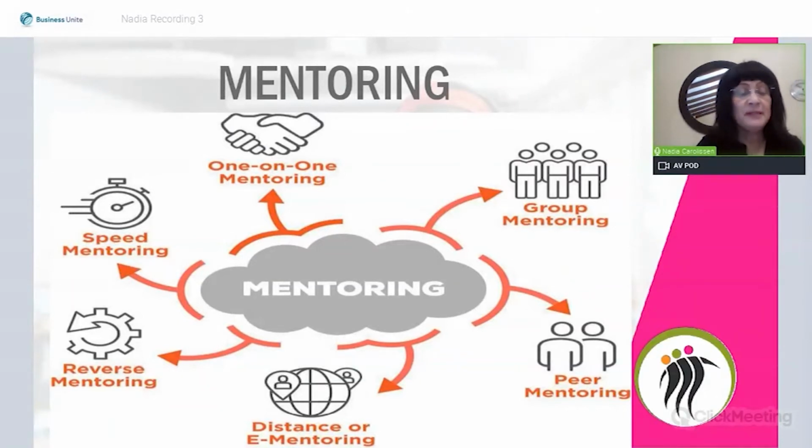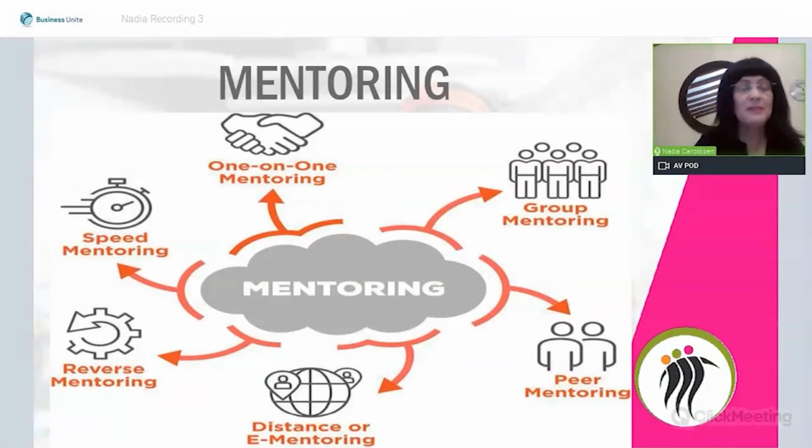Next, we've got reverse mentoring. The difference here is that traditionally, mentoring is the relationship between an older, more experienced person, with a younger one, referred to as the protege. In reverse mentoring, that relationship is reversed. The older person learns from the younger one. A good example is in the IT field, where the younger generation is more au fait with certain IT applications, etc.